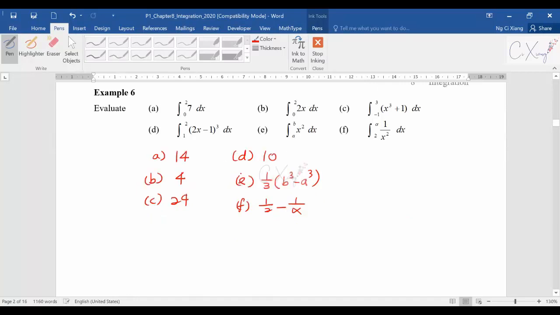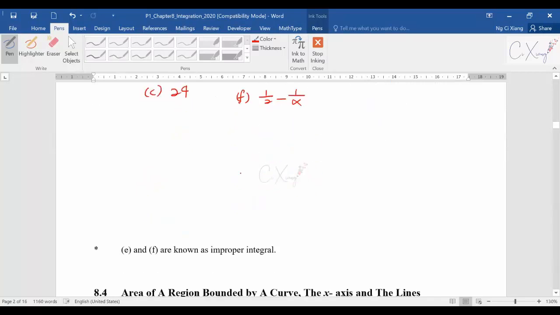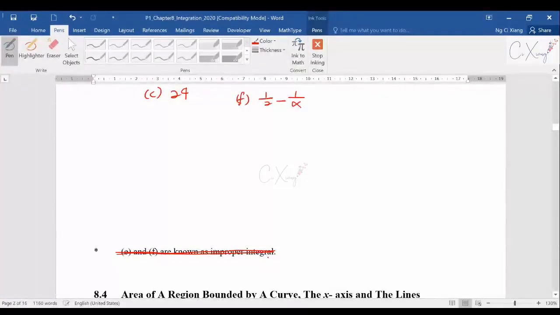Okay, so in our notes here, in this part, they said E and F are known as improper integrals. So please cancel off this part. This is not an improper integral actually. The improper integral will be discussed at the end of this chapter. Alright. Okay, any problems so far? Right, so if no problem, then we will proceed further.